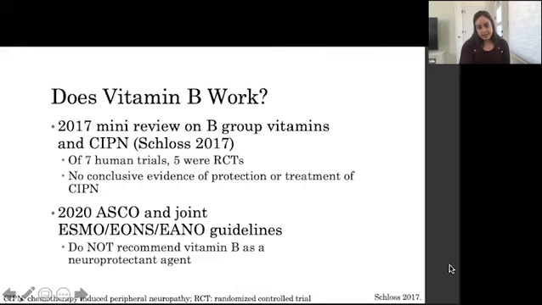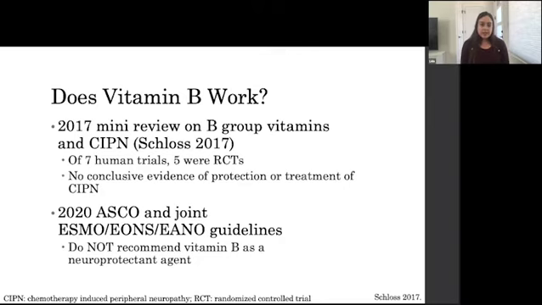Another question I get is for a variety of supplements and vitamins that have been proposed to potentially be effective either in prevention or in treatment of peripheral neuropathy. And one question I commonly get asked is, does vitamin B work?